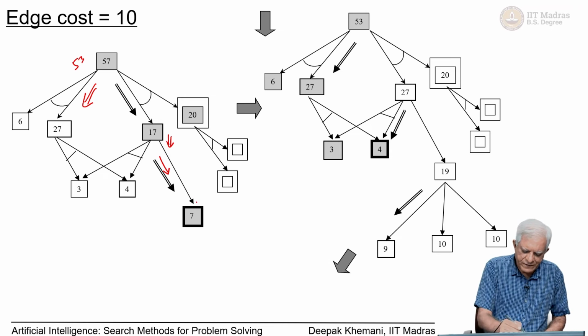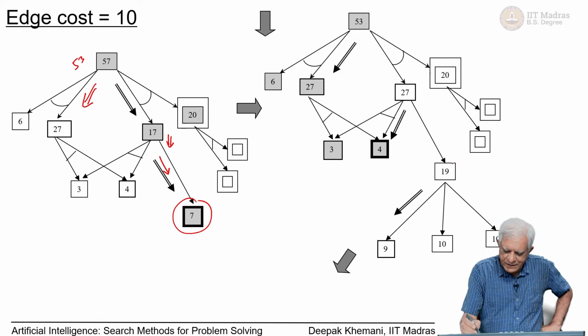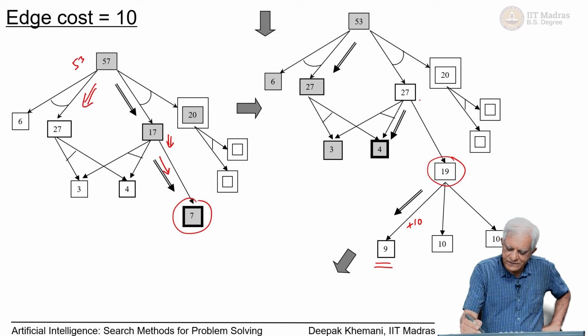We came and we refined this node with a value 7, and its value has gone up to 19. Why is that? Because the best choice below that is 9 plus 10 is here, that is 19. So, that is 19. So, this would be 29, which means this 27 has become the best choice.